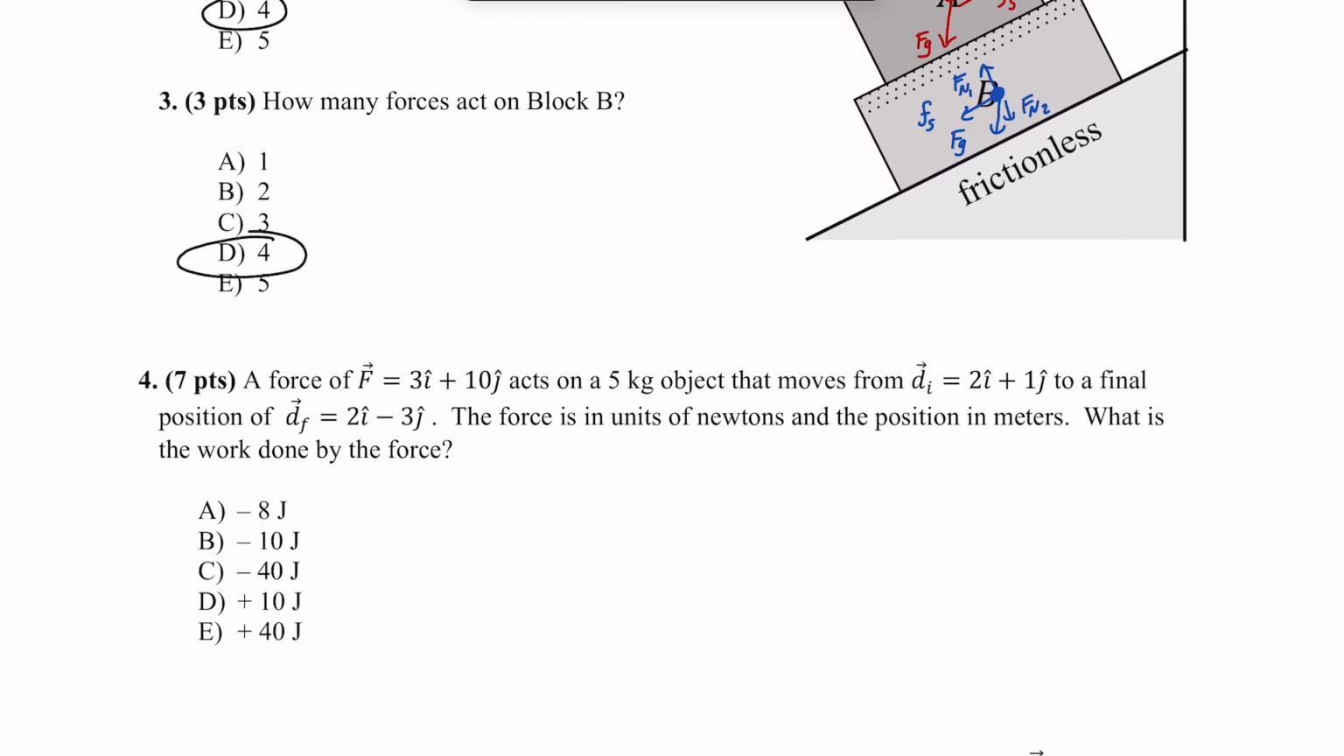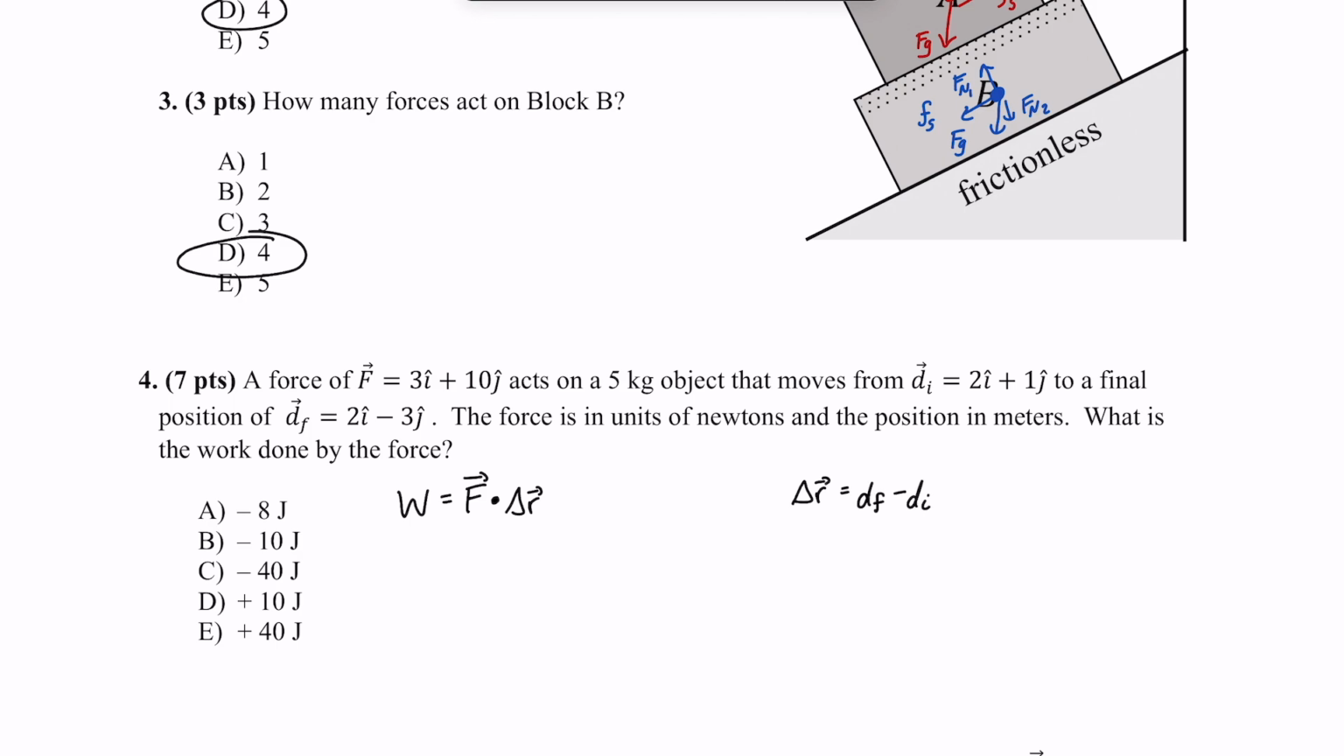In the next problem, we have a force given as a vector acting on a 5 kilogram object that moves from distance dI to a final position of dF. Force is in newtons, position is in meters, and we're asked what is the work done by the force. To calculate work, we need to compute the dot product between force and displacement.